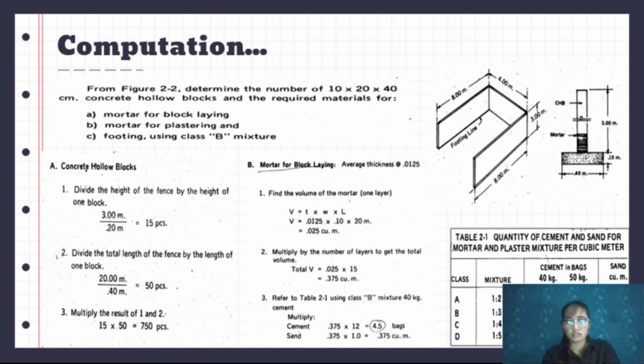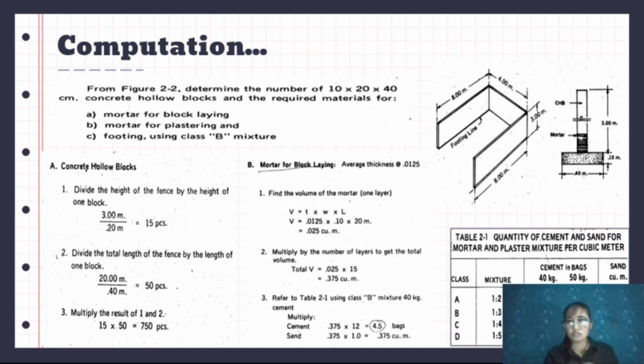Next is the computation. This is the hardest part in computing for the required CHB in a structure. So for figure 2.2, the image to the right, determine the number of 10 by 20 by 40 cm concrete hollow blocks and the required materials for mortar for block laying, mortar for plastering, and footing using class B mixture. This 10 by 20 by 40 is the volume dimension of the CHB. The 10 is its thickness, 20 its width, and 40 is its length.